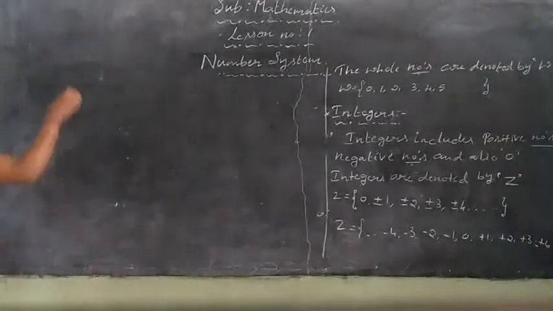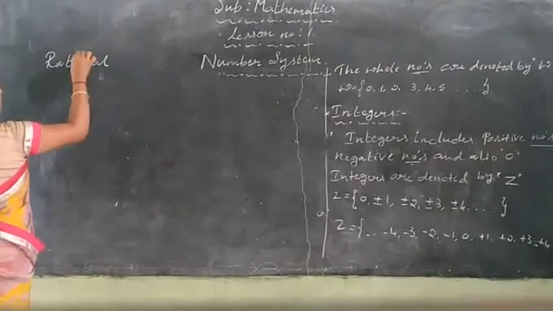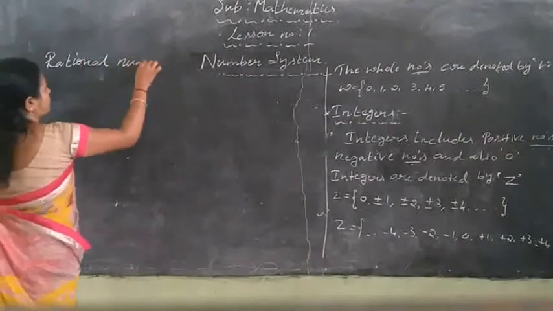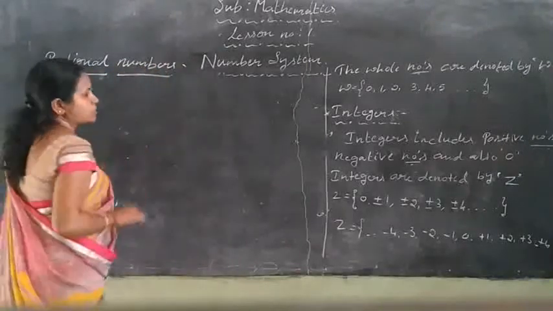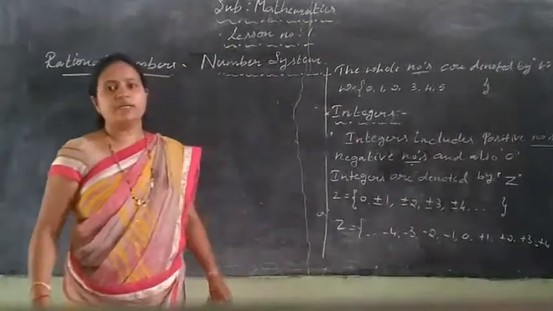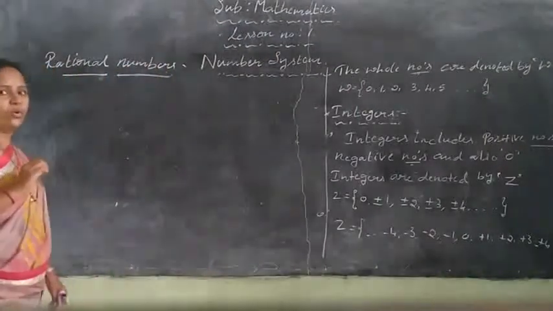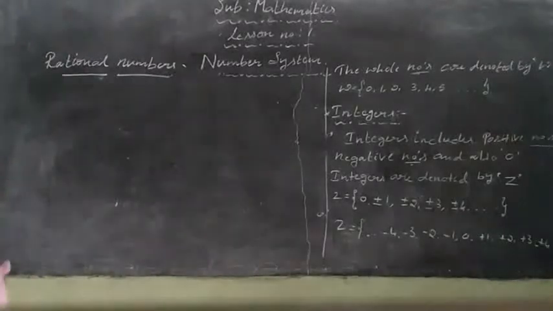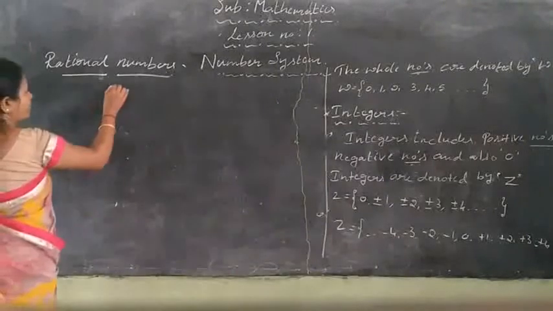Okay. Rational numbers. So, rational numbers means, children, the numbers which are expressed in the form of P by Q are called rational numbers. So, the numbers expressed in the form of P by Q.